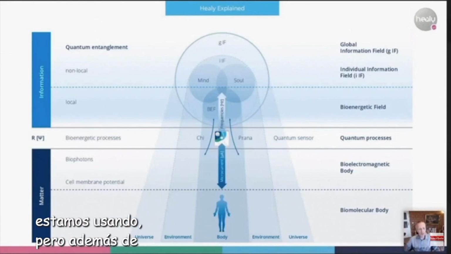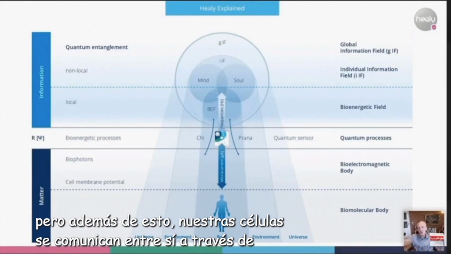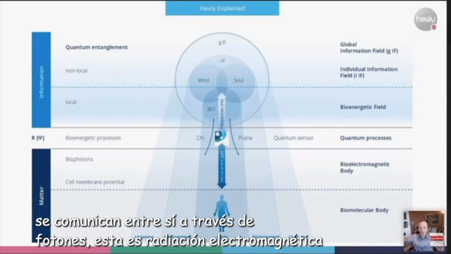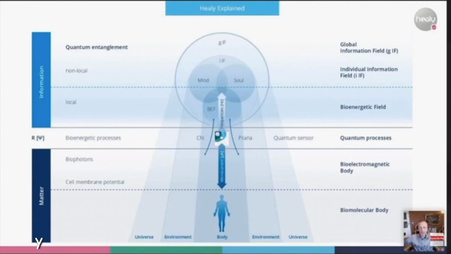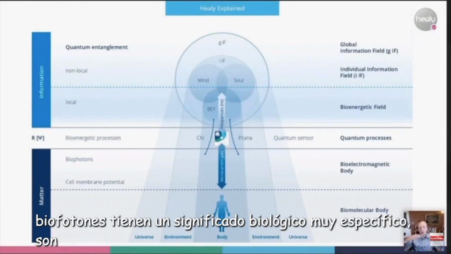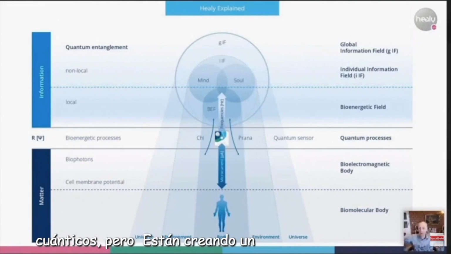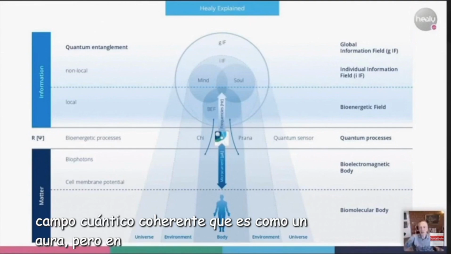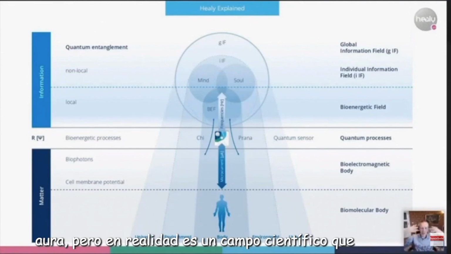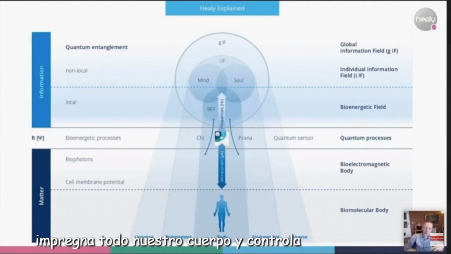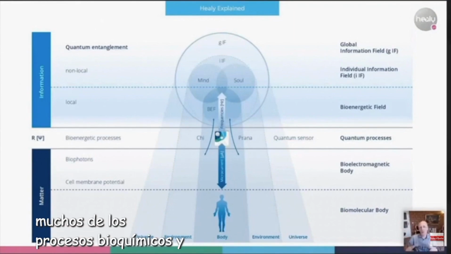But above this, our cells communicate with each other through photons. This is electromagnetic radiation. And those photons, which have a very specific biological meaning, are called biophotons. They are quantum-like, creating a coherent quantum field, which is like an aura, but this is actually a scientific field. It permeates our whole body and controls many of the biochemical and biophysical processes.